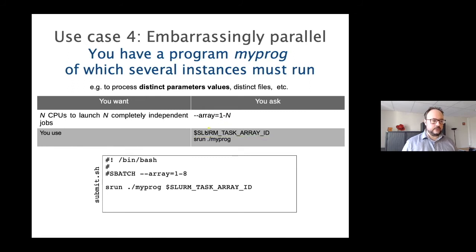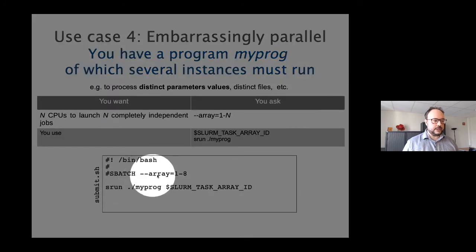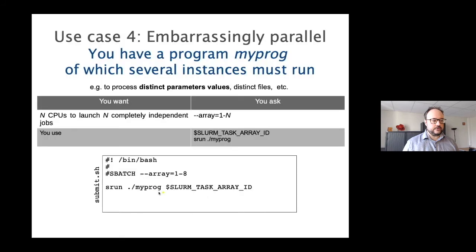So what you can use in your submission script is something like this: #SBATCH --array=1-8, and then use srun with your program, and you can pass the Slurm array task ID to your program. For instance, if you need to run a program with parameter 1, then parameter 2, and parameter 3, up to 8, you do it like this, and then Slurm will submit an array.